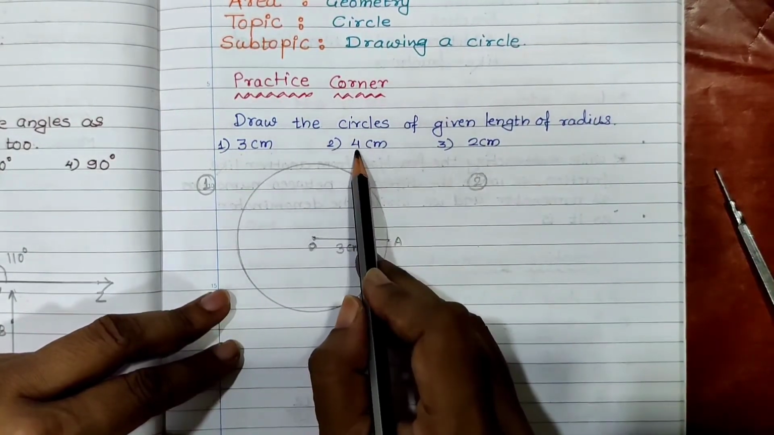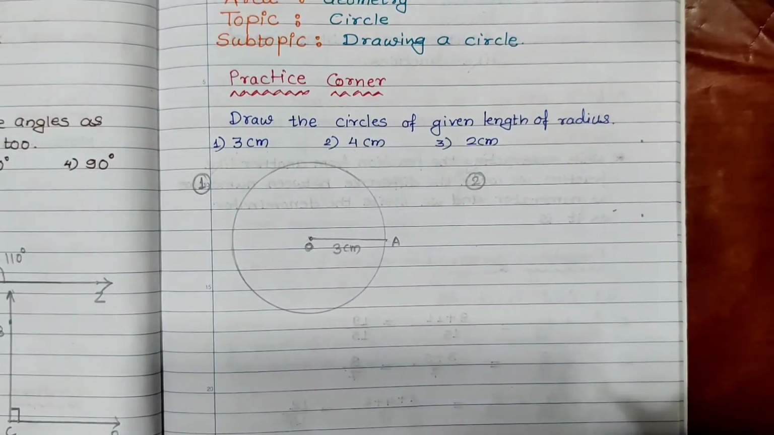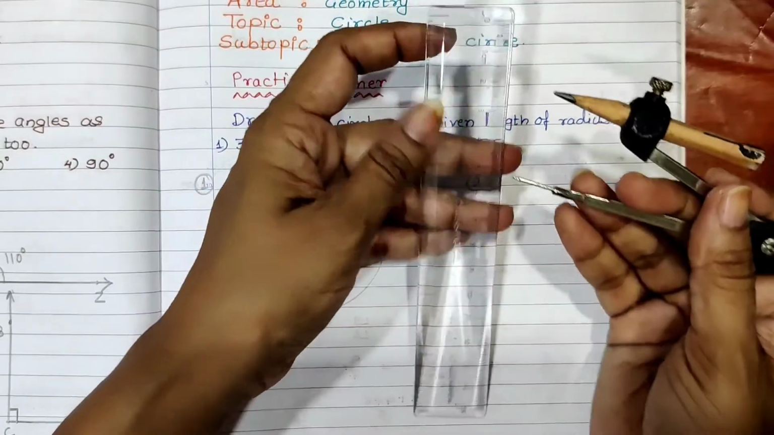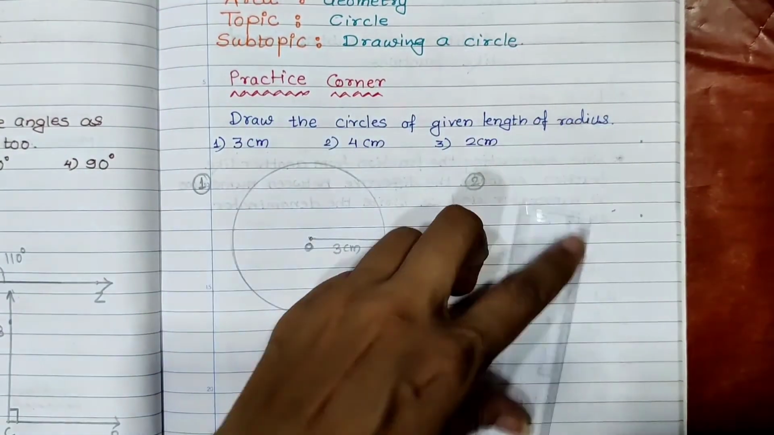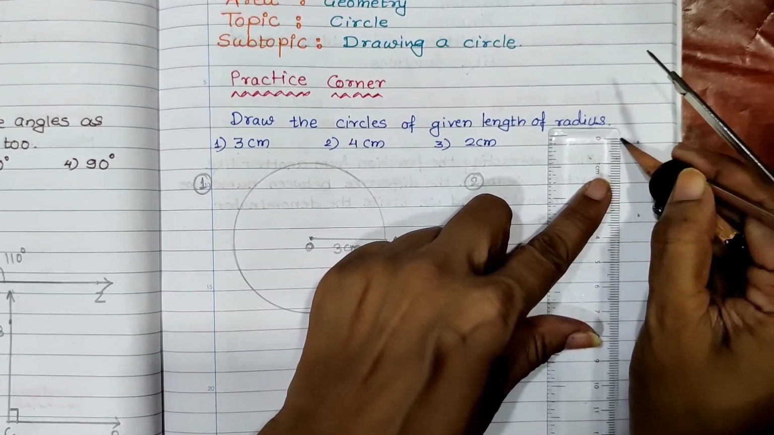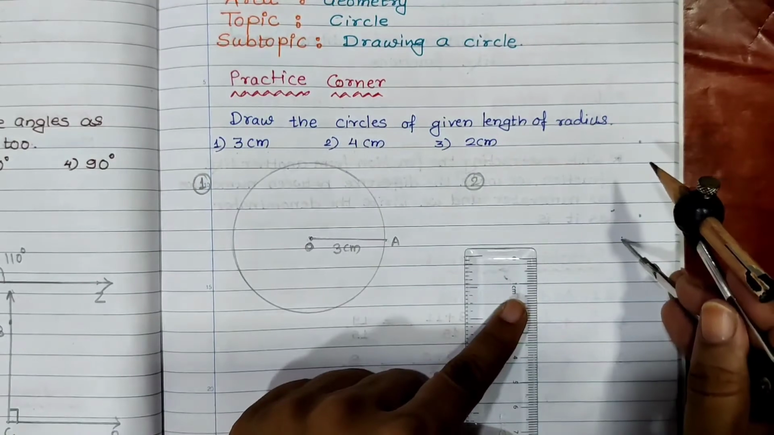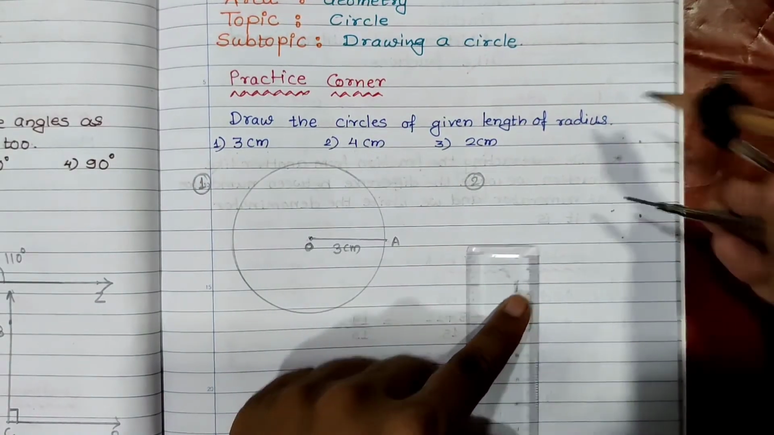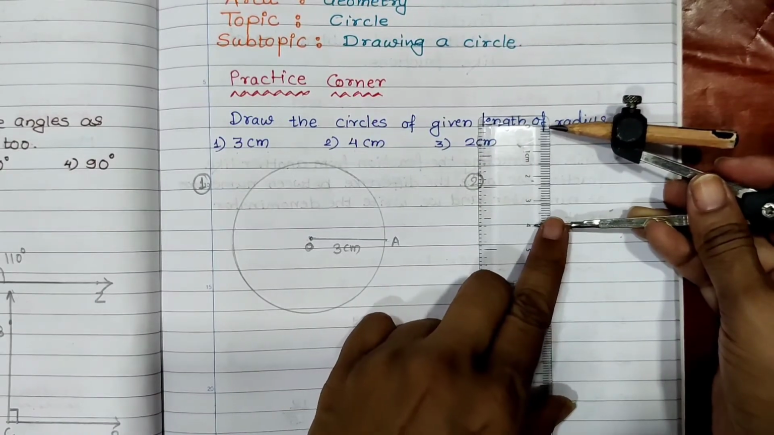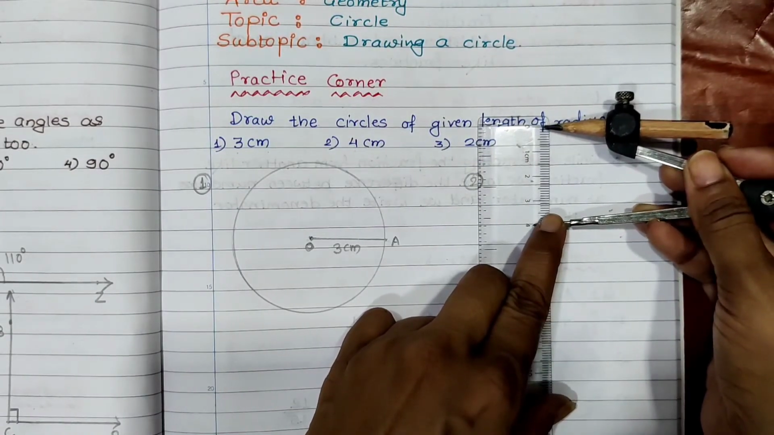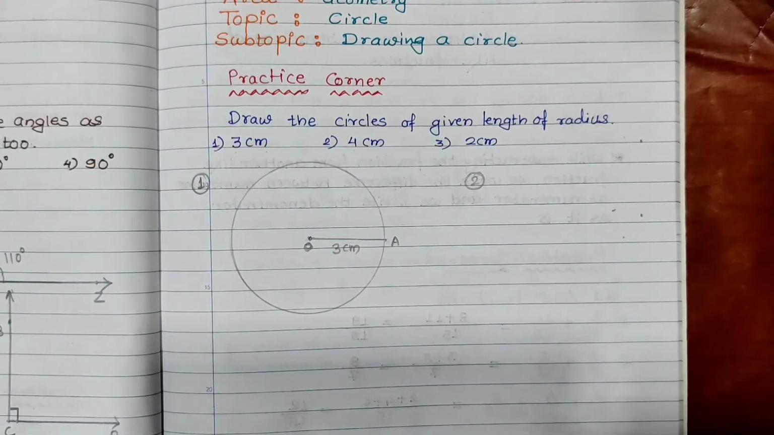That means we have to take the distance of 4 cm in the compass. You can directly take it from the scale like this, from 0 to 4, or otherwise you can make 2 points, one point at 0, second point at 4, like this, and then you can take the distance like this, or directly from the scale also you can take the distance. One point at 4, the point of the pencil at 0, and then you can draw a circle.